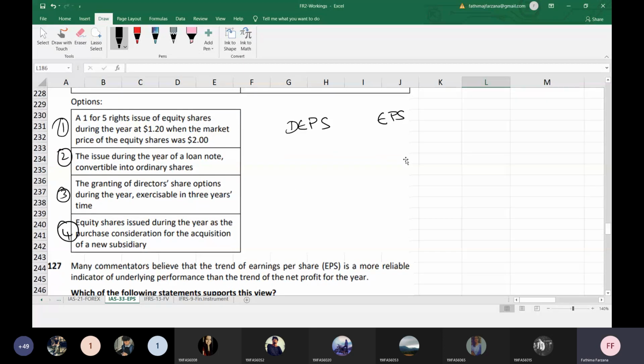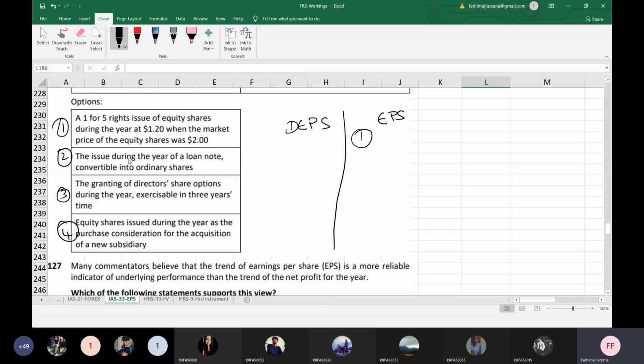Let's see. Number 1: a 1 for 5 rights issue of equity shares during the year at $1.20 when the market price of equity shares was $2. Where will you consider this option? Where will you include it? Basic EPS, you will take it in basic EPS. Very good.